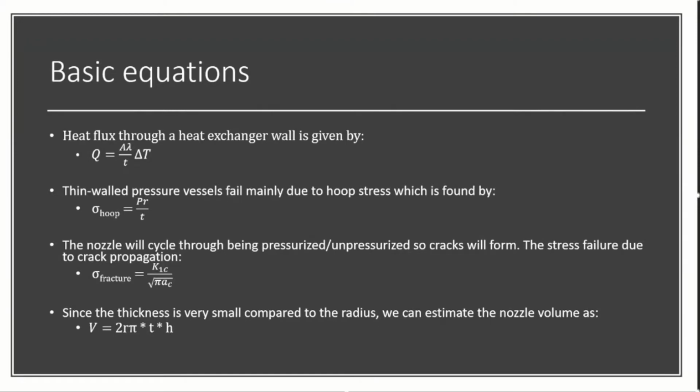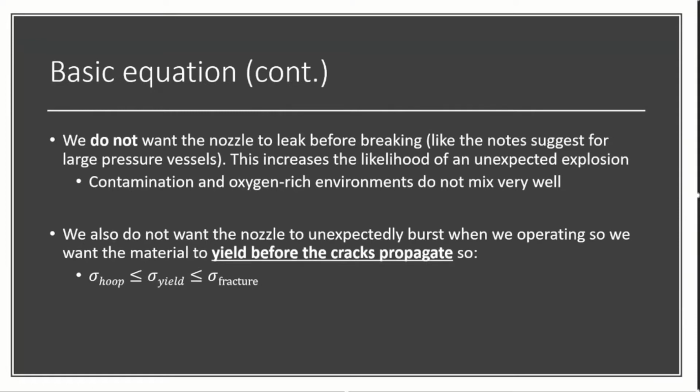So I also modeled it as a pressure vessel. Thin wall pressure vessels fail mainly due to hoop stress, which is found through that equation. The nozzle will cycle through being pressurized and unpressurized, so cracks will form. The stress that would cause the cracks to propagate uncontrollably is given by that equation. Since the thickness is small compared to the radius, we could estimate the nozzle volume of the material equal to that. We don't want the nozzle to leak before breaking, since we're modeling it as a large pressure vessel. We also don't want the nozzle to unexpectedly burst, so the hoop stress has to be less than the yield stress, and it has to be less than the fracture stress, obviously.